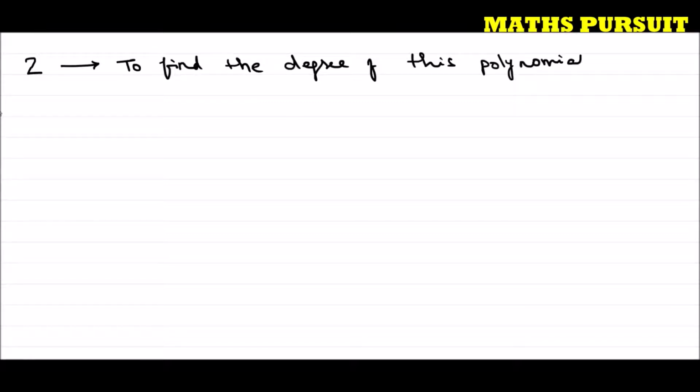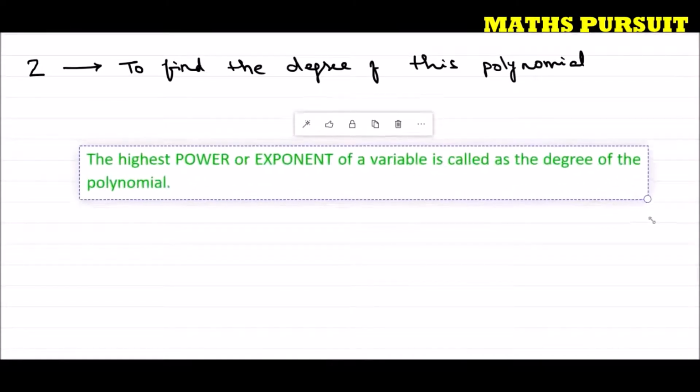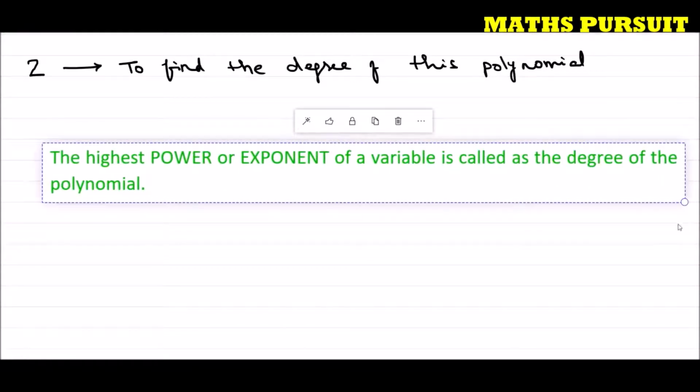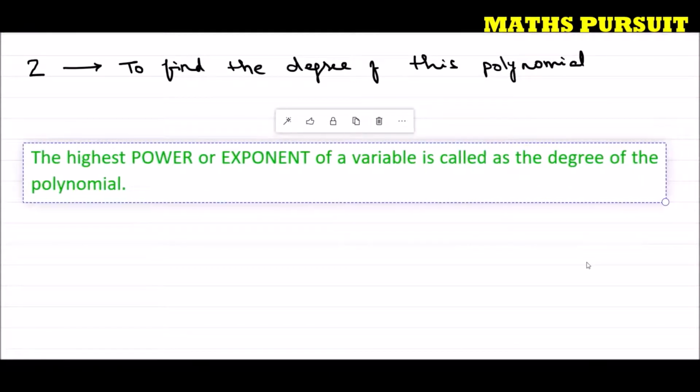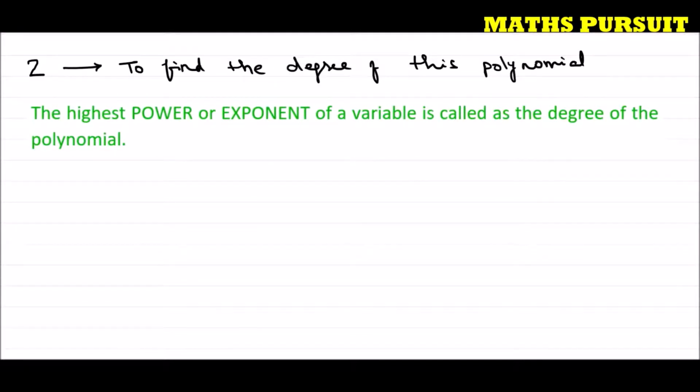Now guys, before finding out the degree of the polynomial, let us try to understand what it means by degree of a polynomial. If you look at this definition, you could easily understand what it means. What does this definition tell us? The highest power or exponent of a variable is called the degree of a polynomial. That means the highest power of a variable is called the degree of a polynomial.